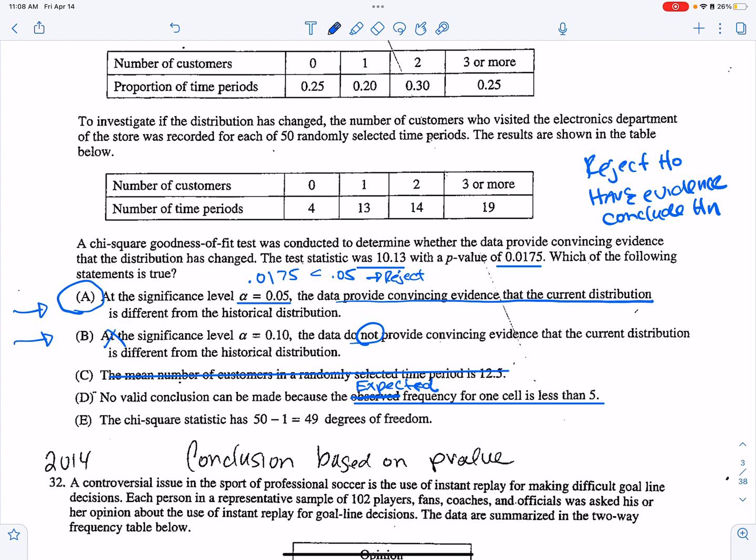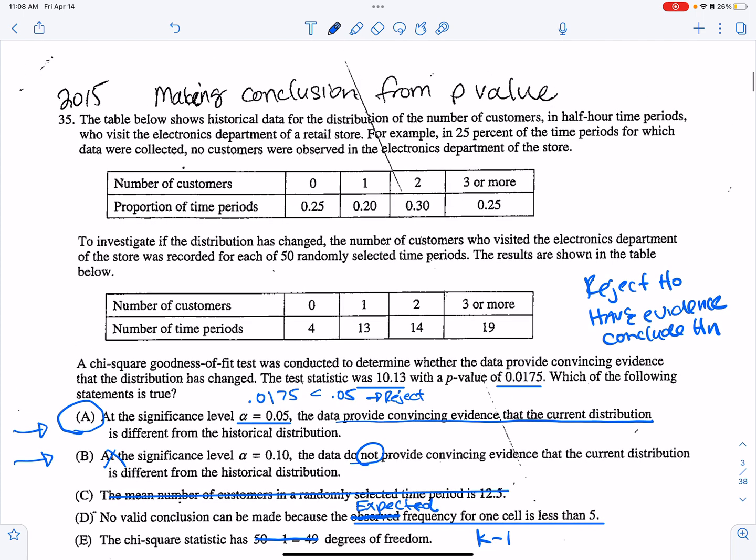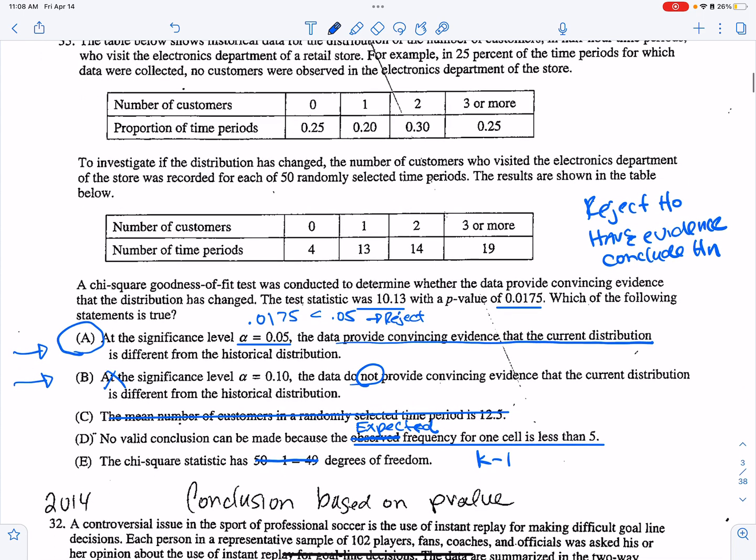Remember, observed just can't be blank. And then the chi-squared statistic, it tells me the degrees of freedom is 49. No, remember, to do this, it's going to be k minus 1 if it's a goodness of fit. And if it's not a goodness of fit, it would be row minus 1 times column minus 1. But it looks like that's exactly what we have, just k minus 1, which is categories minus 1, so it would be 4 minus 1, which is 3.